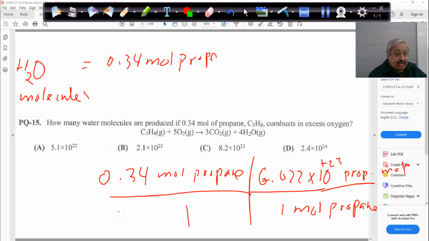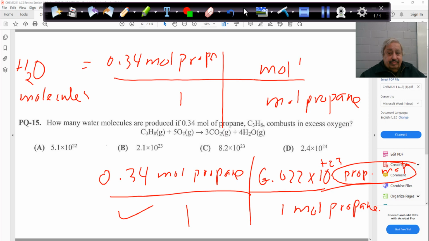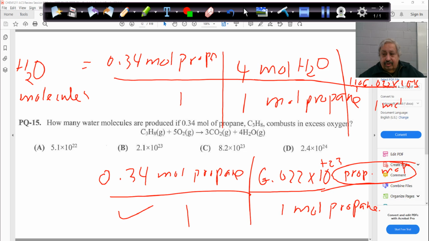Our approach is correct if they ask for propane molecules. I calculated propane molecules, just from my side, over 1, correct? Then the next step is to set up mole propane to mole H2O. Their answer is correct. 4 H2O, and propane is 1. Then Avogadro's number will come here, 6.022 times 10 to the 23 H2O molecules to 1 mole of H2O. Are you following me here?